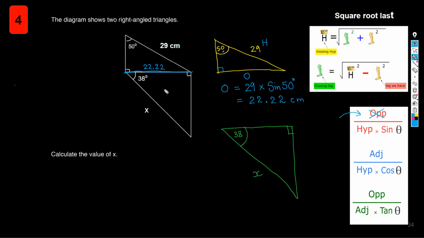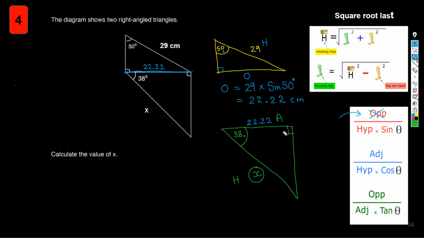So here's the thing, right? We know the length of this side for the green triangle is 22.22. I just transferred the value. So let's pay attention to the green triangle now. For the green triangle, we want to find x. So if we're standing by the 38, we know x is the hypotenuse, and this 22.22, by now we know this is the adjacent side. It's adjacent to the 38 degrees.